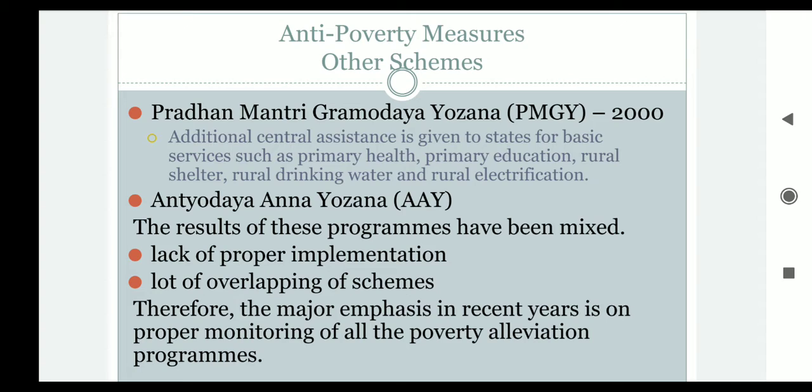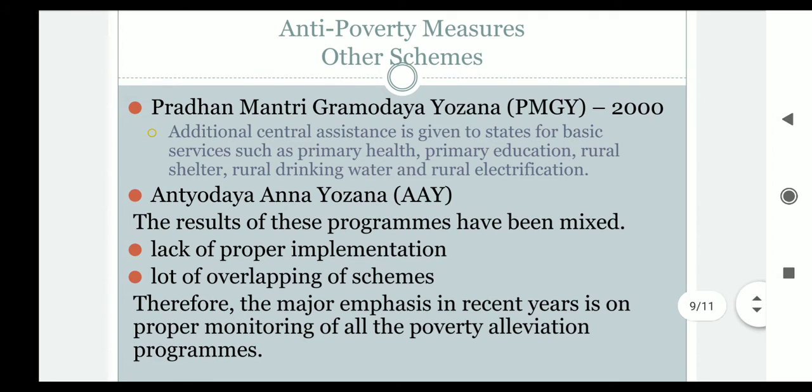The results of these programs have been mixed. This is because of lack of proper implementation and a lot of overlapping of schemes. Therefore, the major emphasis in recent years is on proper monitoring of all the poverty alleviation programs.